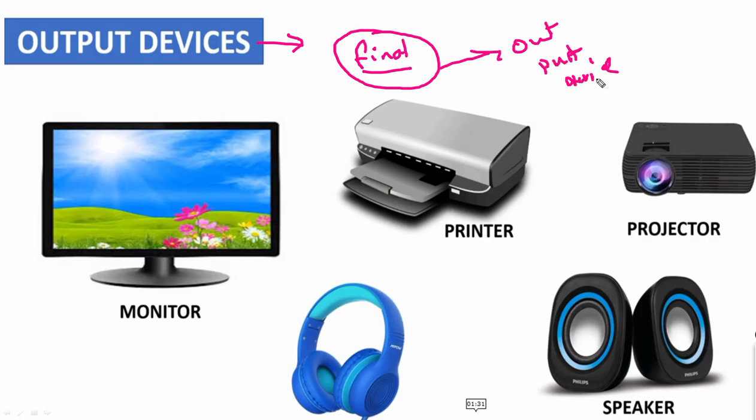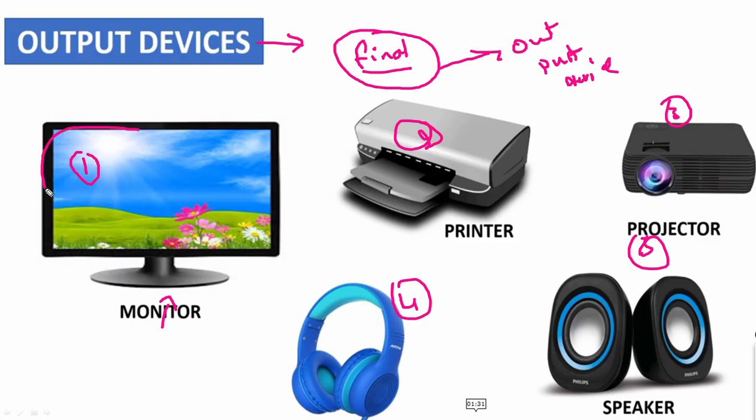Here we are going to see some different output devices, that is monitor, printer, projector, headphones, and fifth one is speakers. Not only these, there are still many output devices and also many input devices. But here we are going to discuss a few that we use commonly. The monitor looks like a TV. It is one of the output devices of a computer.